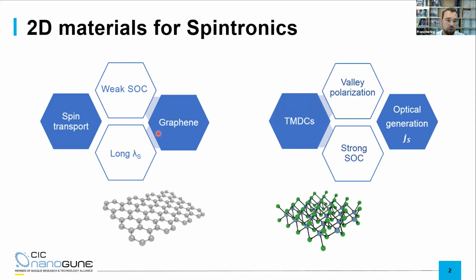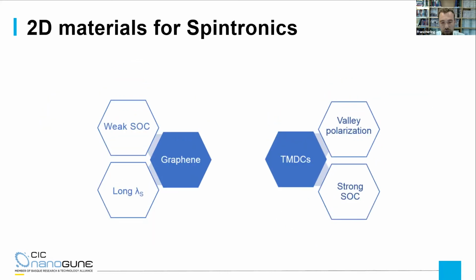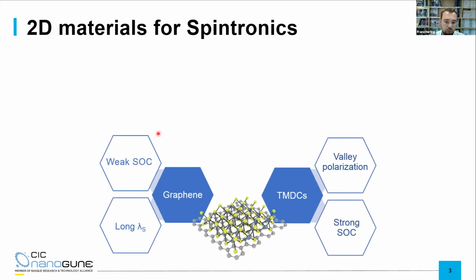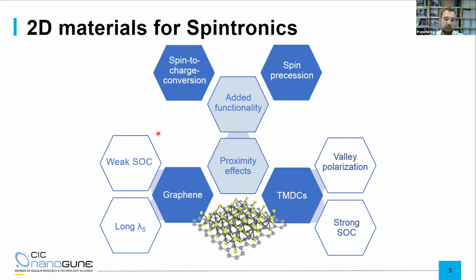And the advantage of 2D materials is that we can combine them in van der Waals heterostructures, and we can combine the properties via the proximity effect, and we can add functionality for spintronics. For example, the spin to charge conversion directly in graphene, or the magnetic field free spin precession. And with that, I want to start.